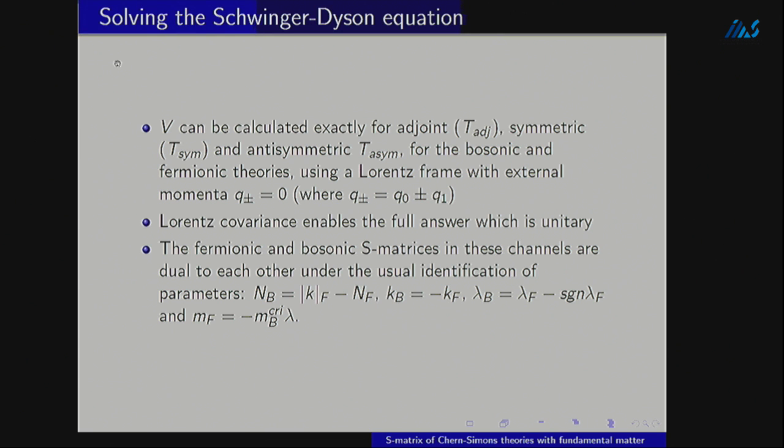So as I said, you can go to a Lorentz frame with external momenta Q plus minus equal to 0, and compute the T channel, which has the adjoint representation passing in between. But you cannot do that for the other fellow. And then you can reconstruct the entire S matrix from Lorentz covariance, and you find that for the T and U channels, they satisfy unitarity and also this duality, provided the fermion mass and the boson mass are related this way. This critical is here because for this talk I am basically working at the Wilson-Fisher point for the bosonic theory.